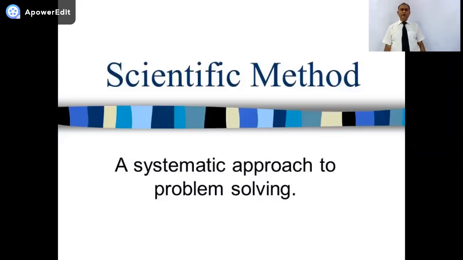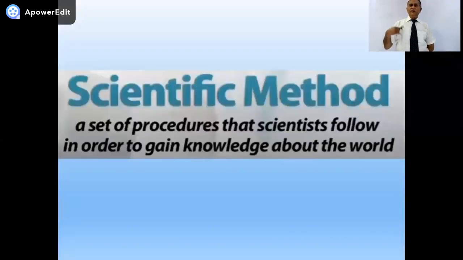So today's topic is about the scientific method. What is the scientific method? It's a logical way to understand, to comprehend, to go through an observation, a problem. So that is why you can see on the screen, it's a systematic approach to problem solving. Working in a logical way to get the solution, to get the answers of the phenomena, we follow a method. That method is simply called the scientific method.